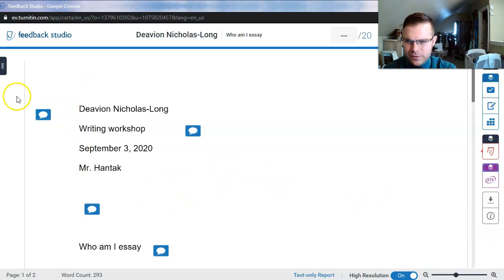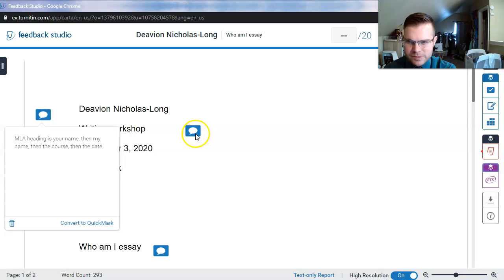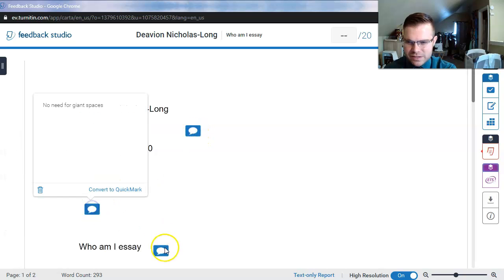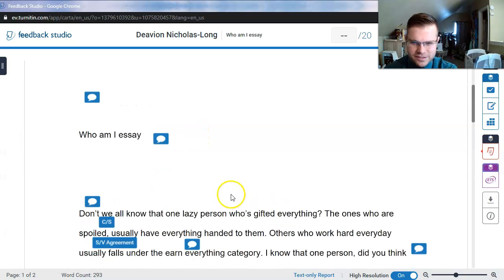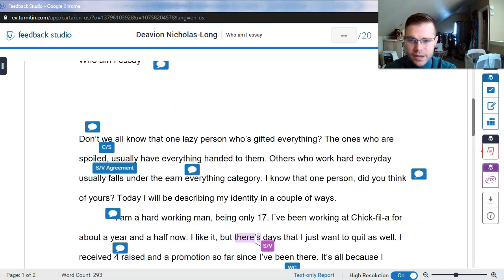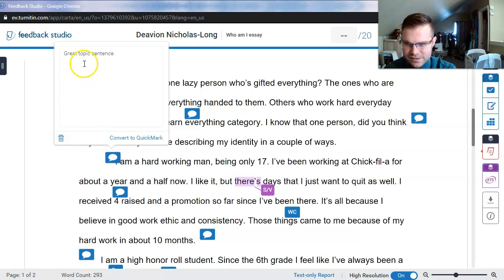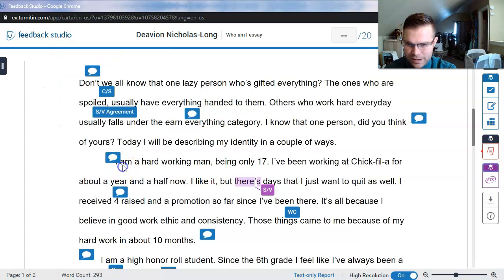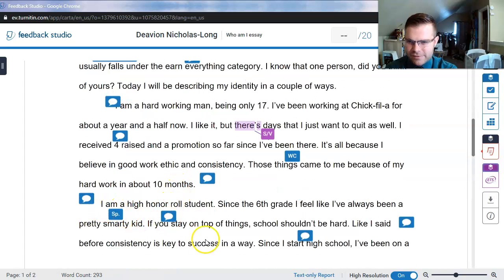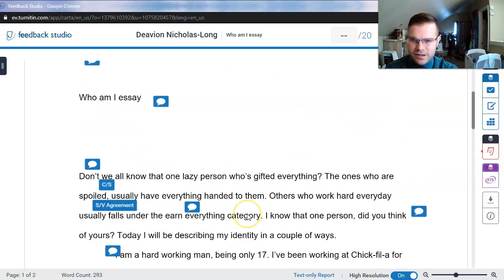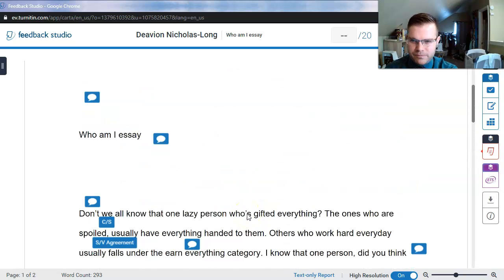What D'Avion can do is click on these individual blue speech bubbles to see my feedback in specific spots on his essay. That's going to give him ideas on what to improve on moving forward, as well as what he did well. So, for instance, I think I noted for his topic sentences that his topic sentences are excellent. So, I'm a hardworking man being only 17 is a great way to start a paragraph. I'm a high honor roll student. Great way to start a paragraph. So I'm mixing in positive comments as well as fixes that you should look at as well.